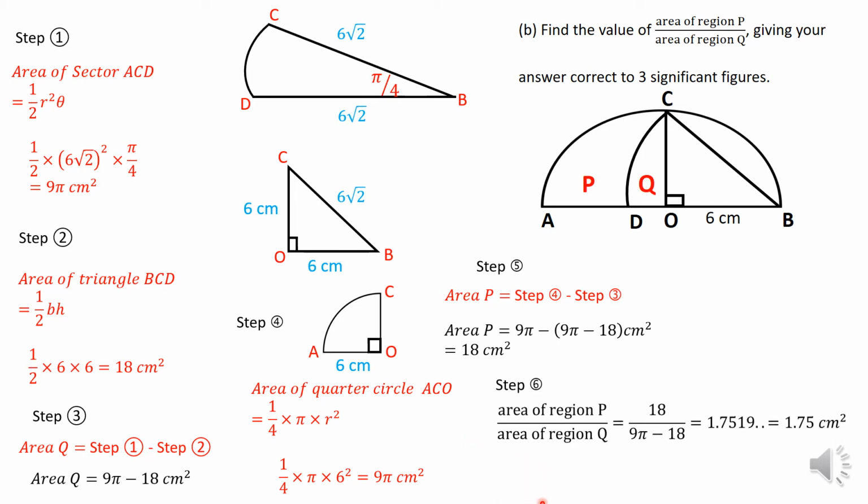So for step 6, which is my last step, you can actually put region P, which is 18, over region Q, which is that 9 pi minus 18, and you get about 1.7519 and so on. So to 3 significant figures, the area of that region divided by the other region, that ratio there, is 1.75.